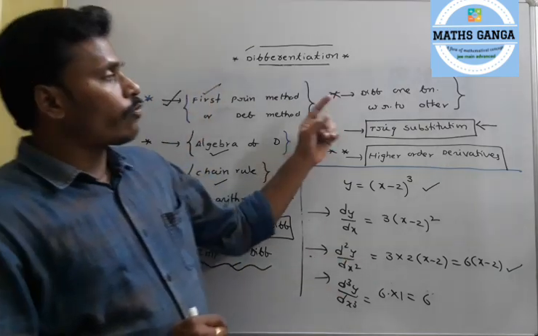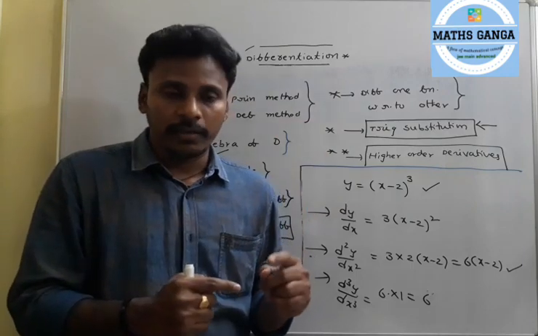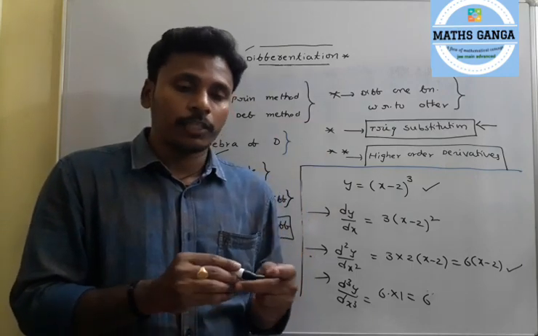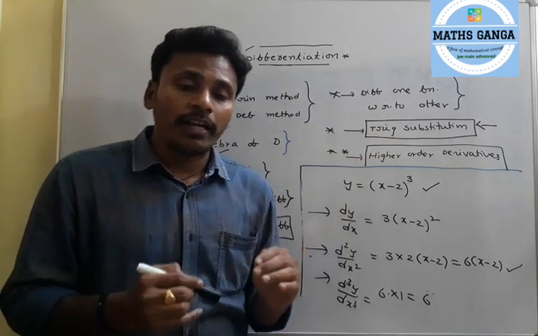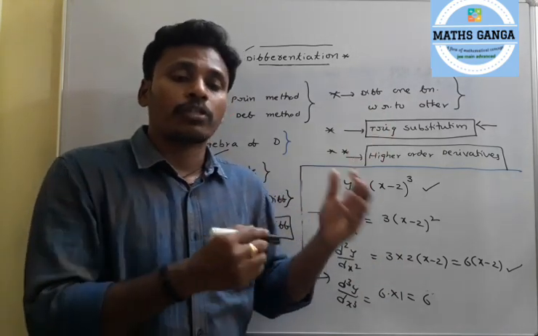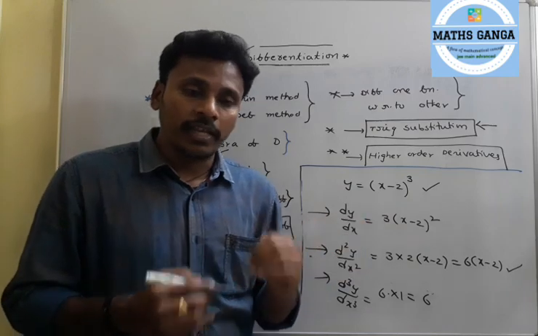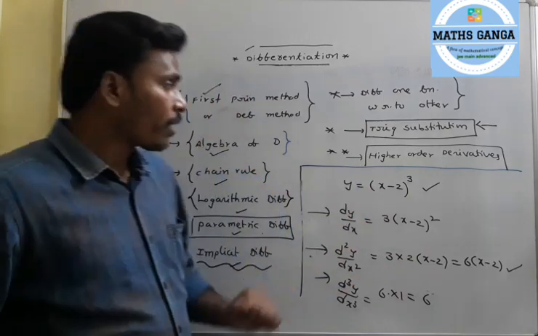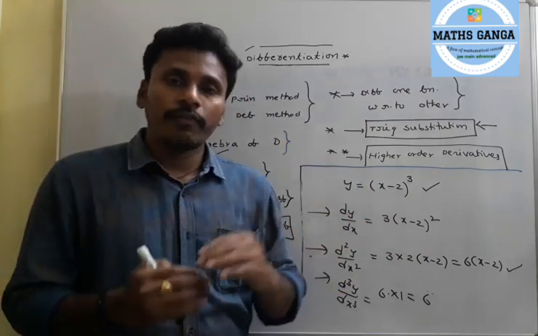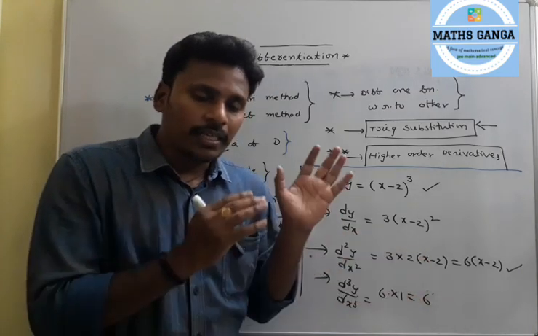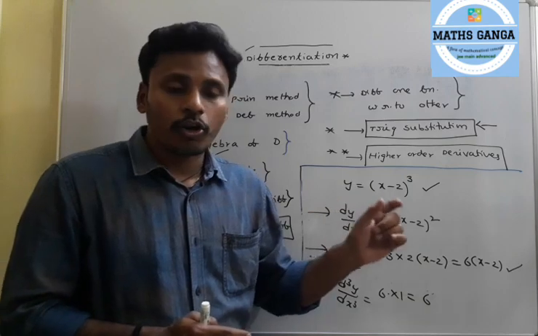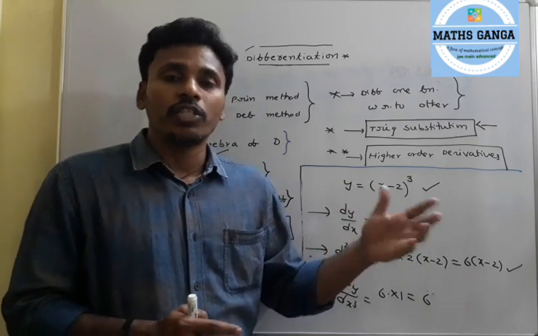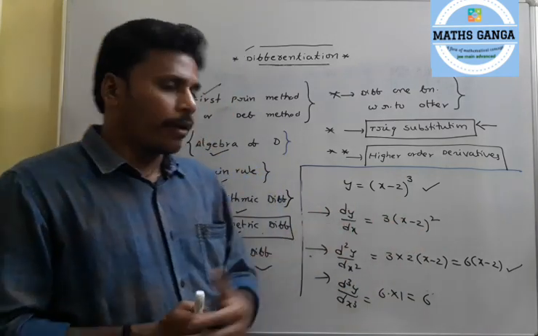Coming to the differentiation of one function with respect to another, usually we find the derivative of y with respect to x. Instead of that, in this method we find the derivative of one function with respect to some other function, just like the derivative of sin x with respect to cos x. Now, trigonometric substitution. For some problems, direct calculation of dy by dx is not easy. If you take a suitable trigonometric substitution, then it is very easy to answer. So it comes under trigonometric substitution.